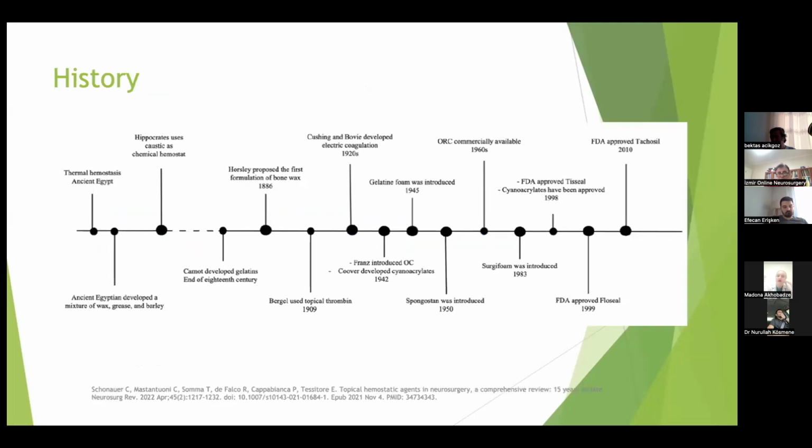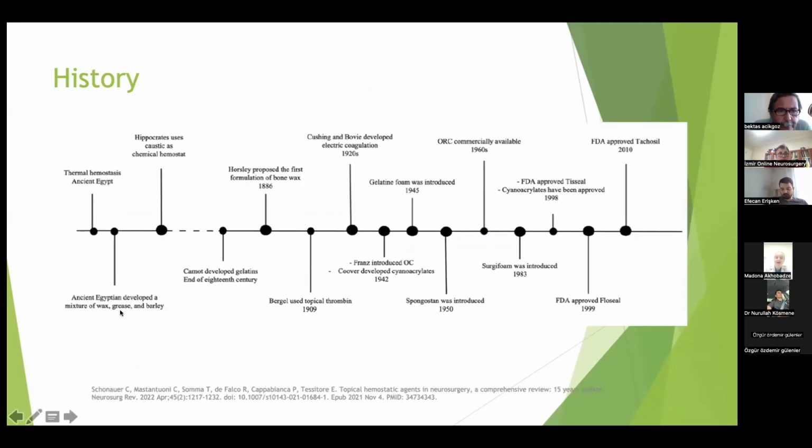Now coming to a brief history. In ancient Egypt, in the BC era, they started thermal hemostasis. And later on, they developed a mixture of wax, grease, and barley. Then even Hippocrates used caustics, a chemical, as a chemical hemostat. Then after some time, medical science remained pretty much stagnant in terms of hemostasis. Later on, towards the 19th century, Horsley proposed the formulation of bone wax. I will talk on bone wax a bit later regarding that history part.